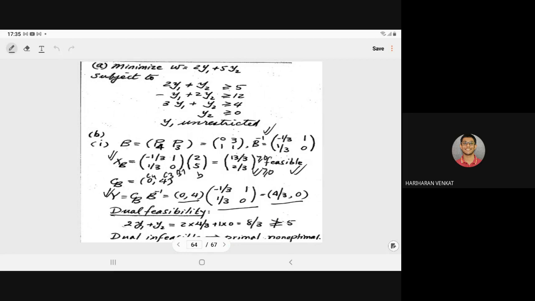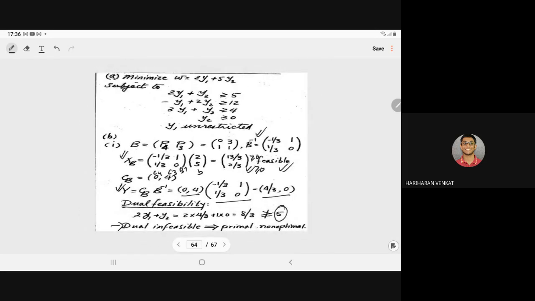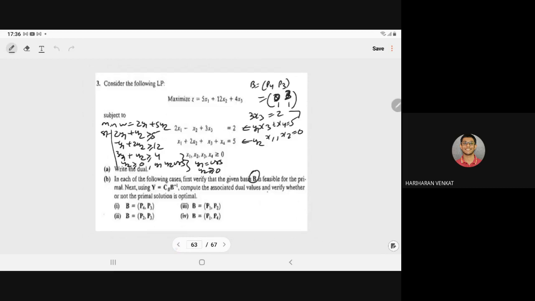If the dual is feasible, then primal is optimal. So for dual feasibility we check 2y1 + y2, that is 2 into 4/3 plus 1 into 0, that is 8/3, and 8/3 is not greater than 5, which implies that this is not feasible. If dual is infeasible, it implies that primal is not optimal. That is what they have asked in this question.